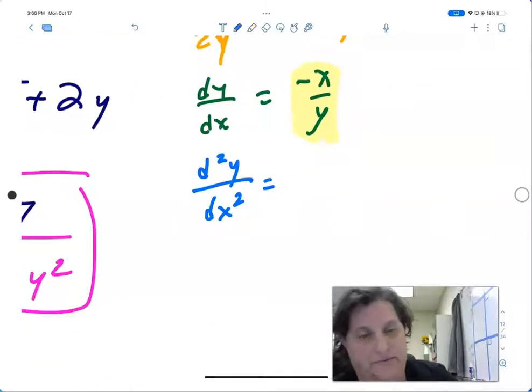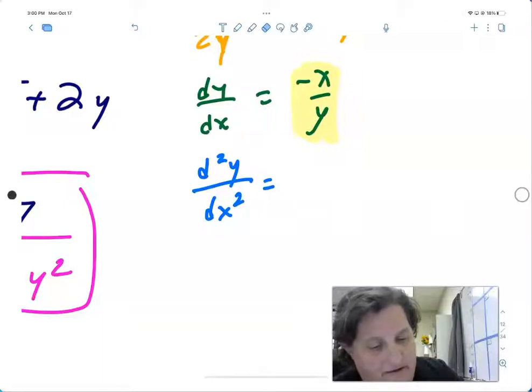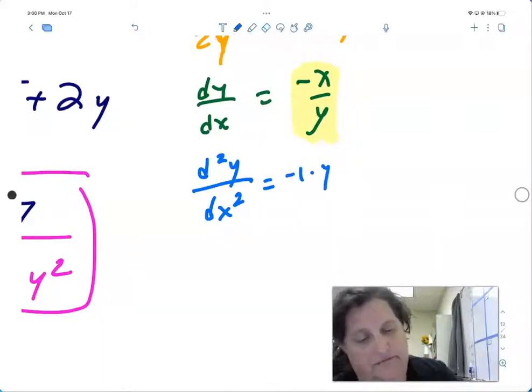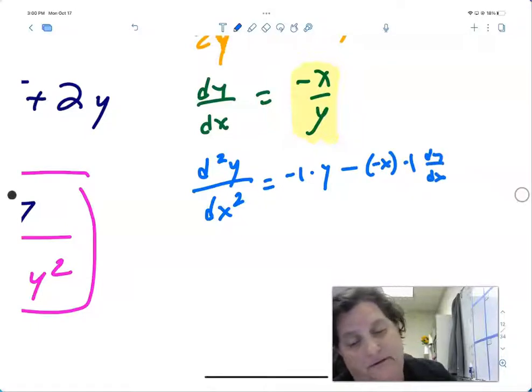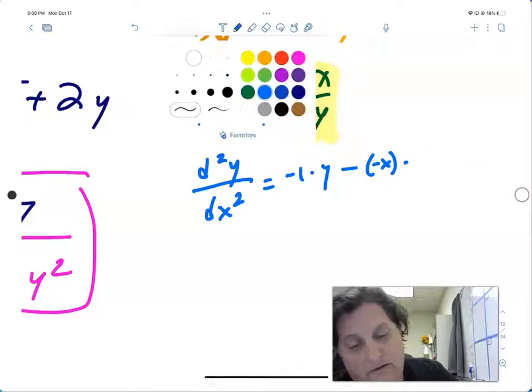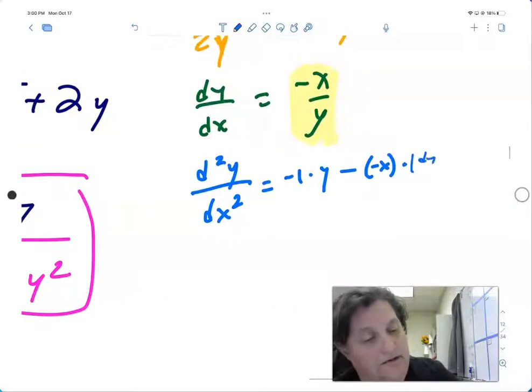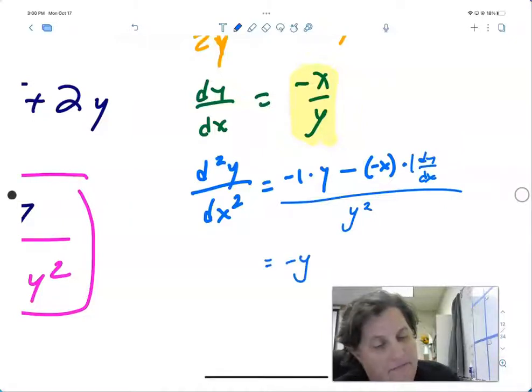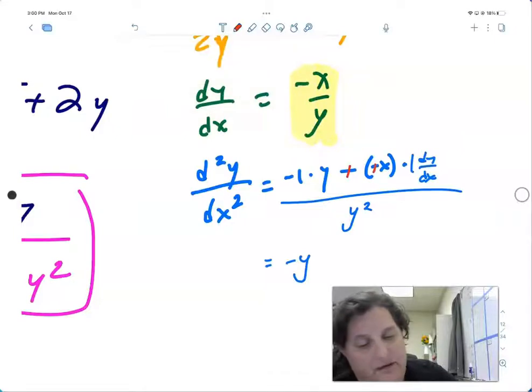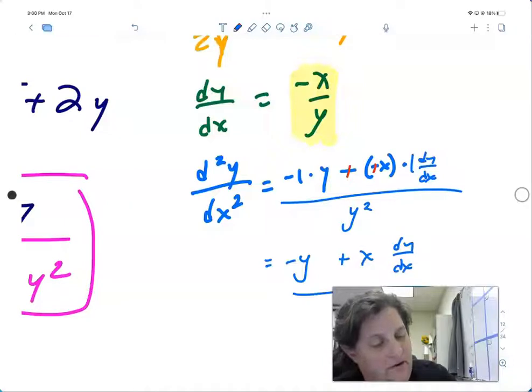Rough. Okay, here we go. This is going to be tough. Here we are. The derivative of the top, that's just negative 1 times the bottom, minus the top times derivative of the bottom. Now, the derivative of y is 1 dy/dx. So 1 dy/dx all over the bottom squared. Okay, so here's what I have. Negative y minus a negative. I think I'm cool to just say plus right there. Plus x dy/dx over y squared.